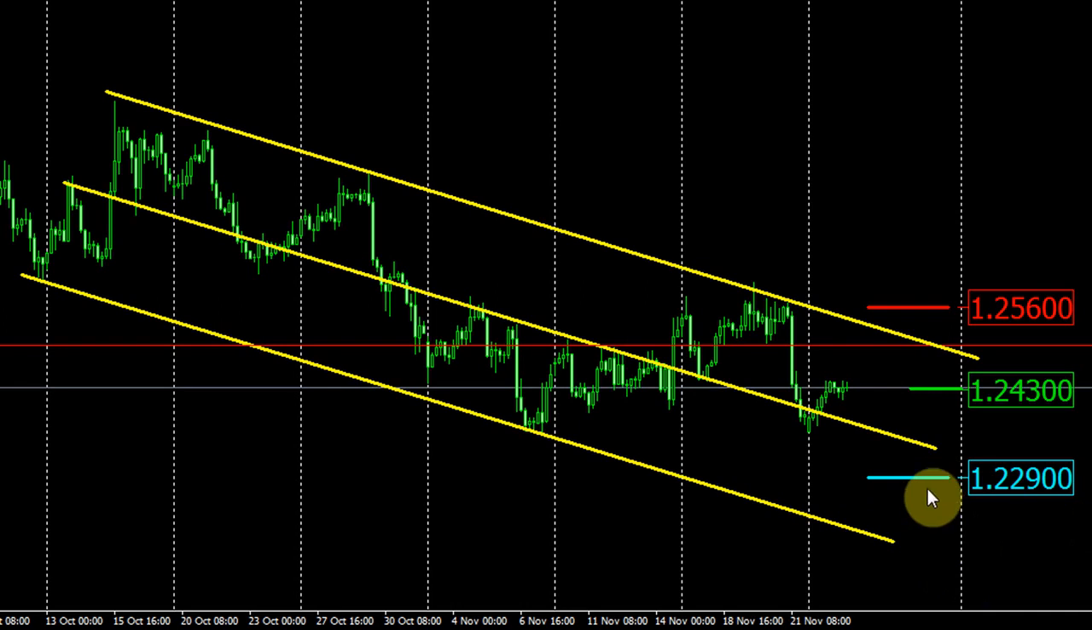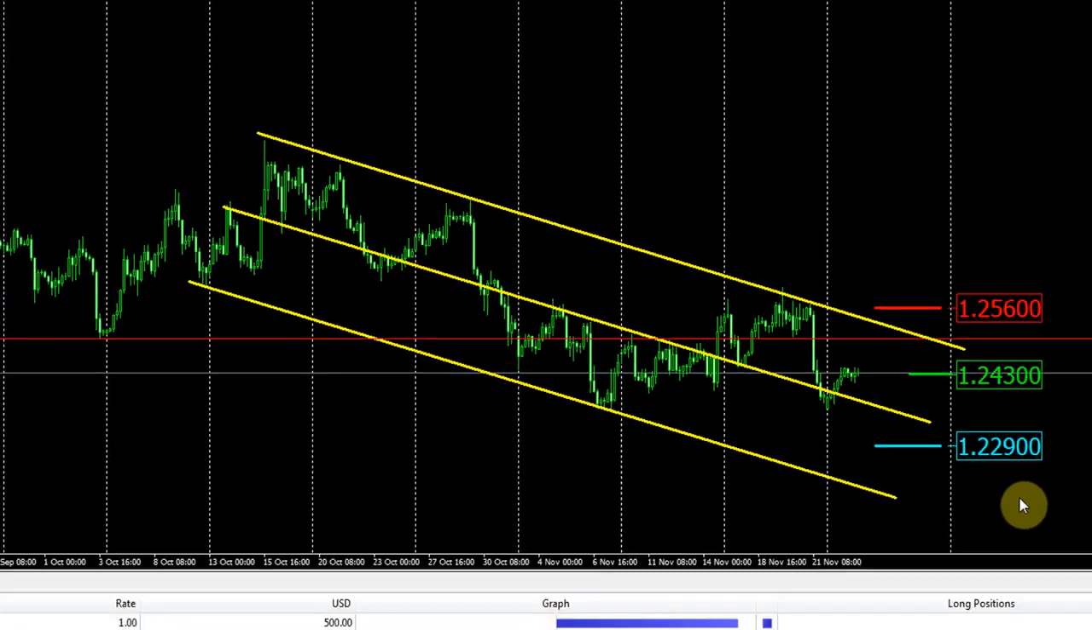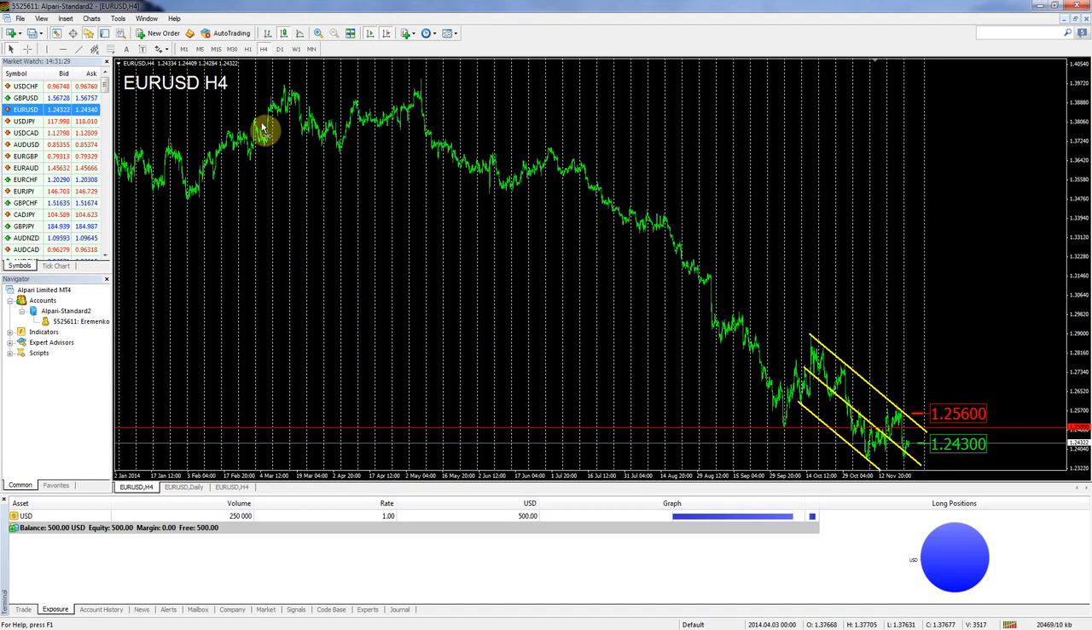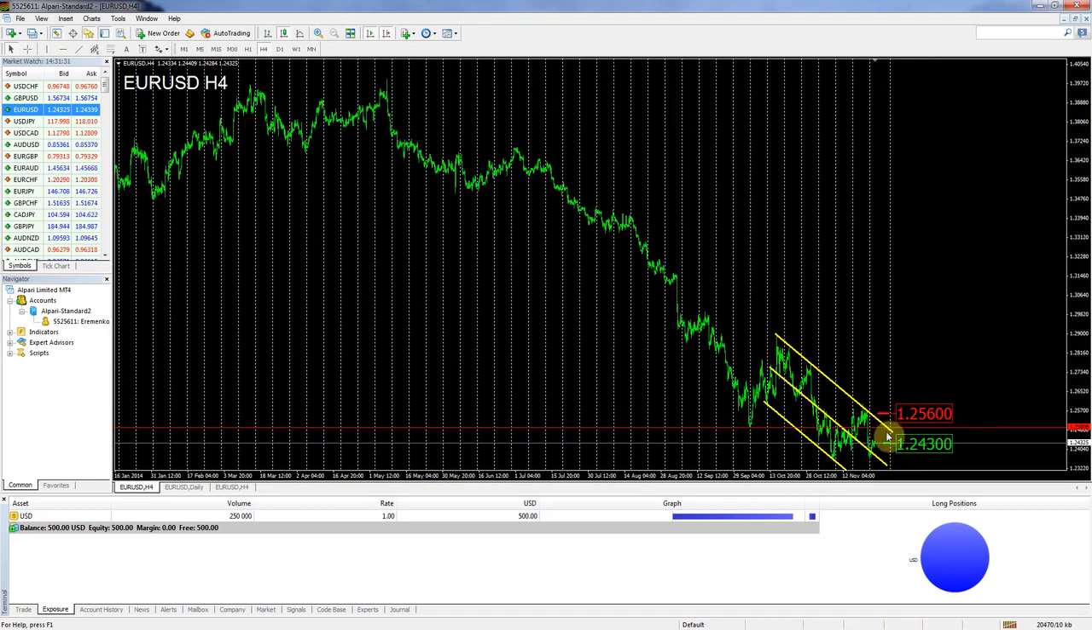You could, if you wanted to, set the take profit a bit lower, but we'll go a bit conservative and stick to this take profit of 1.22900. Also, an interesting fact that I noticed is if we zoom out a little bit, you'll see that we are in a downward trend, so we are trading along with the trend, which is good.